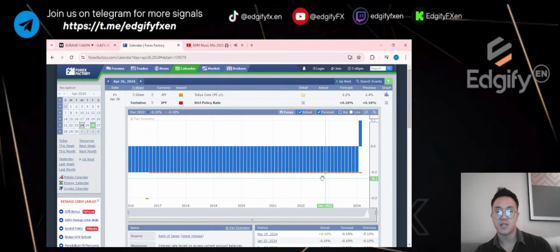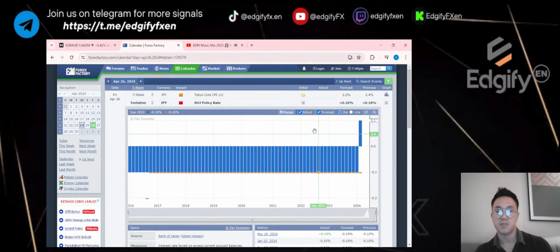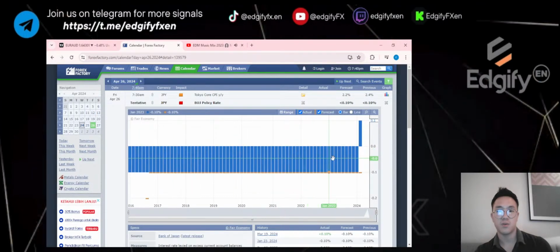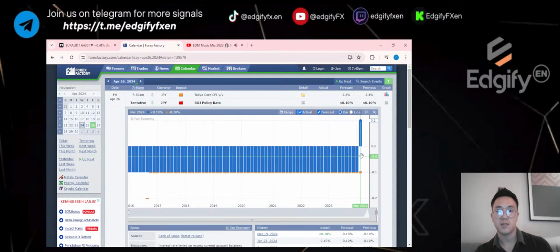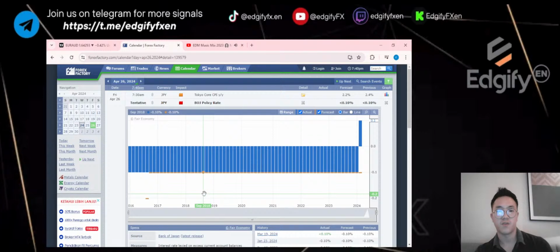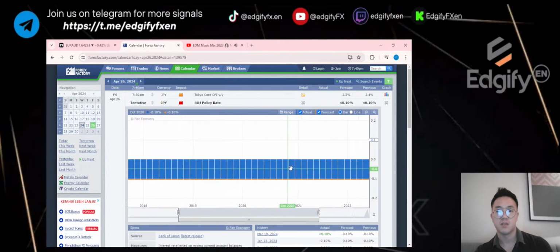The orange one is the forecast, right? And the blue ones are the actual data. Right? We look at all this, it always remains the same. It's always the same. It has never been above 0.1. Right? And it has been for quite some time already.